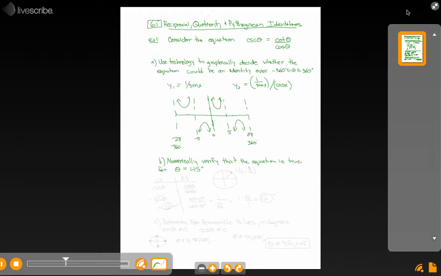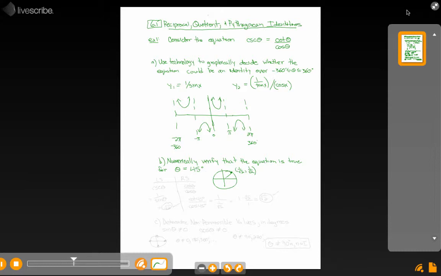The next thing we're asked to do is numerically verify that the equation is true for some angle that's given to us. It might have been an angle in radians or an angle in degrees. In this case, theta equals 45 degrees. If I remind myself what I know about 45 degrees, at 45 degrees the coordinates on the unit circle are 1 over root 2, 1 over root 2. So cosine is equal to that, sine is equal to that.